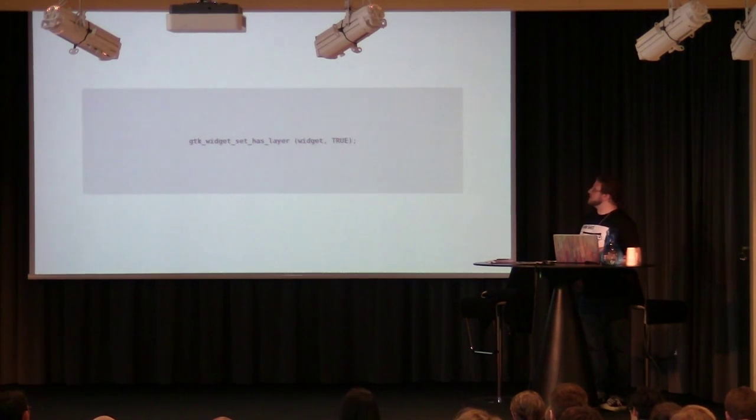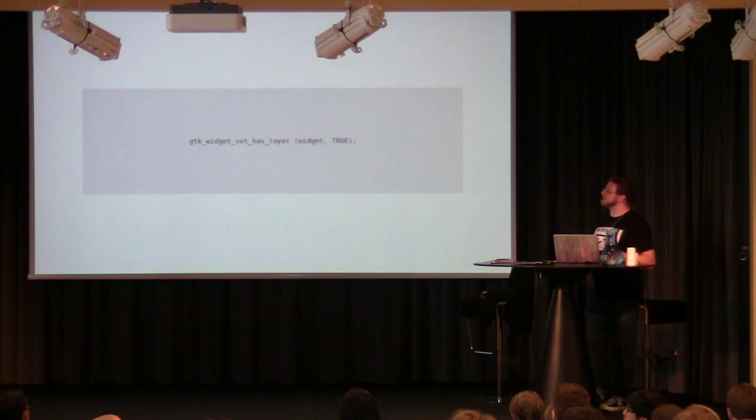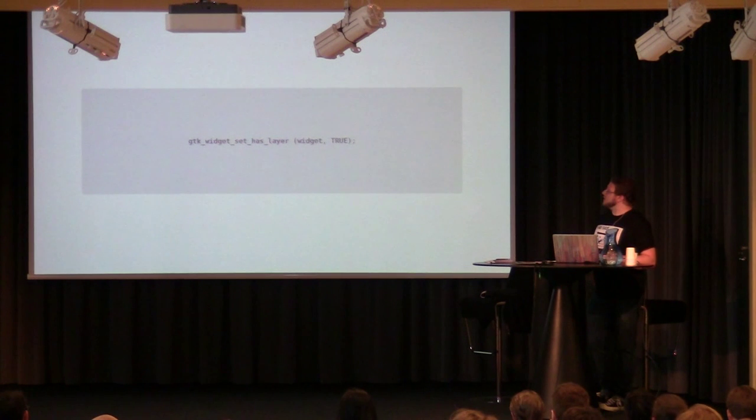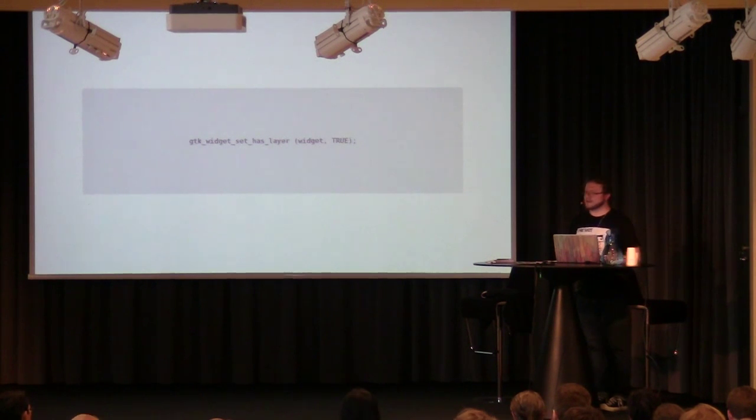You call this function, which just tells GTK, hey, this widget will have layers inside it, so please take care of it. By taking care of it, it means GTK is now aware of the fact that it has to create a layer on demand when the developer asks for it, and it draws into it during the drawing cycle of any GTK widget. So it's integrated with the frame processing that GTK uses. It's similar to GTK widget set as window, if you have any familiarity with it.